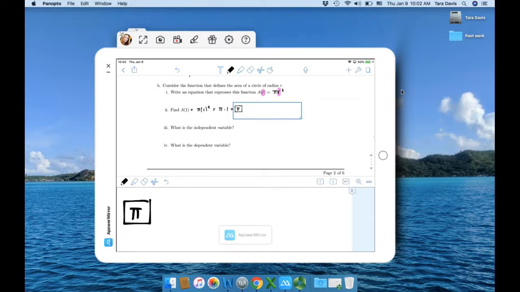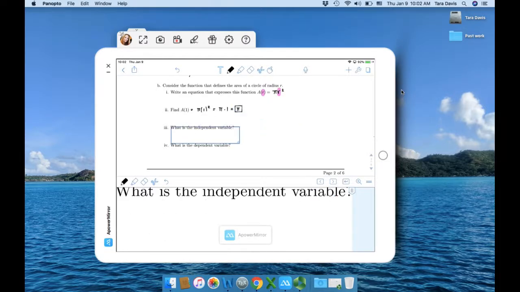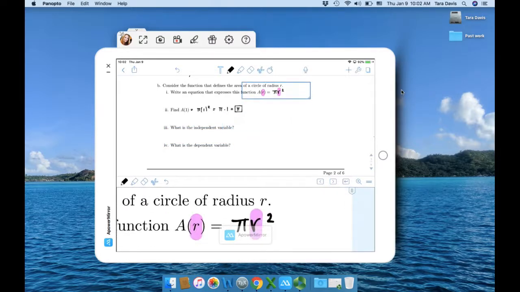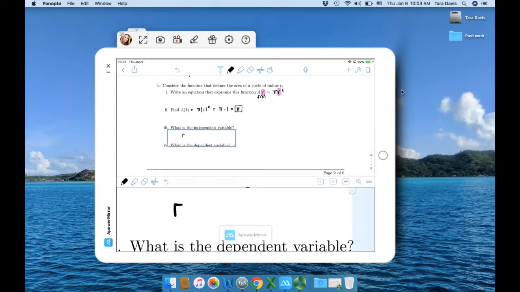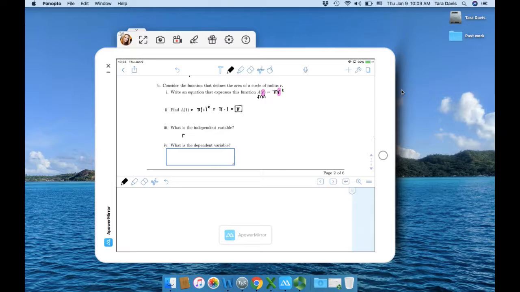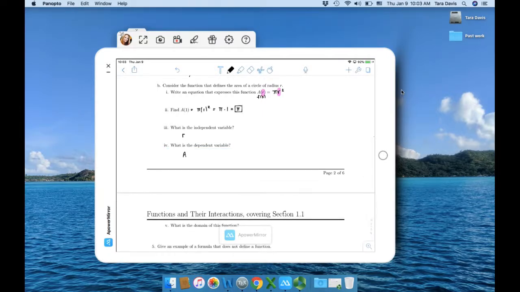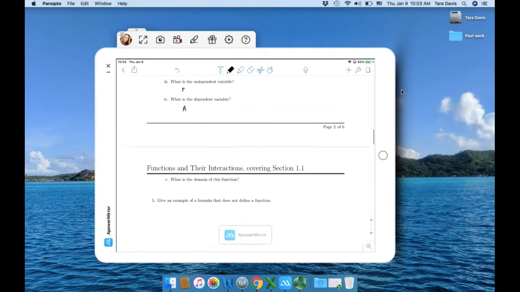So for this problem, what is the independent variable and the dependent variable? You have to think, what is the input and what is the output? Given the radius, I can find the area. And there's also a hint because before we had f of x, and you can see that the independent variable is like x. So our independent variable is r, the radius, and our dependent variable is A, the area. The area of a circle depends on its radius. Makes sense.